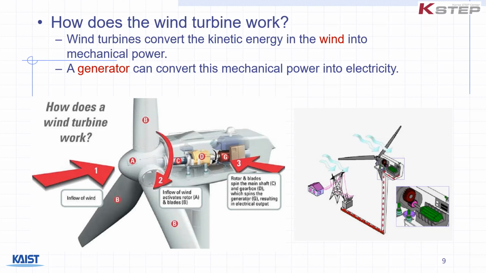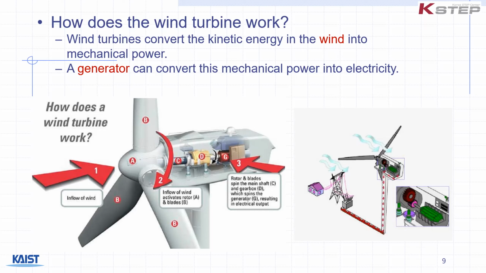So on the left-hand side, at the bottom, there is a picture. Inflow wind is starting, number one, that rotates the blade. Inflow wind activates a rotor. The rotor is rotating by using a blade, angular vortex. And then what is C? C is the rotor blade spin, the main shaft. The C is the shaft. And D is the gearbox. They usually increase the RPM by using the gearbox. And then G is the real generator, which can generate the electricity.